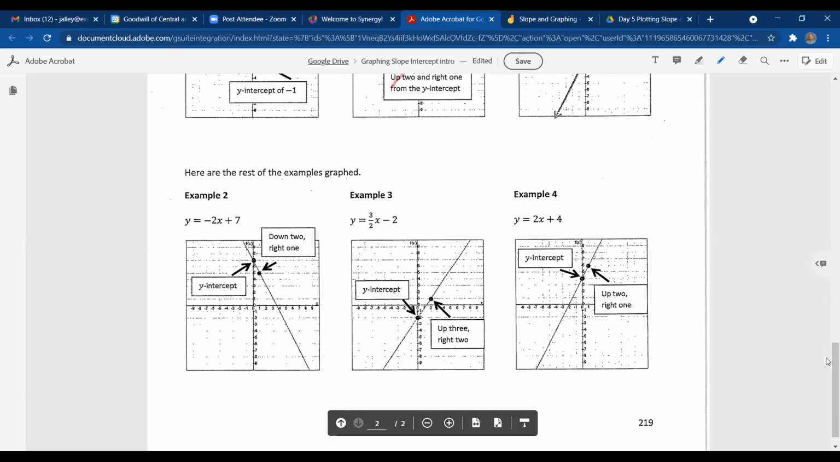Okay, here's the next 3 examples. Example 2, didn't have to change anything on that one. The thing that is shown here, where it says down 2 to the right 1. What if I went up 2? Which direction do I need to go then?